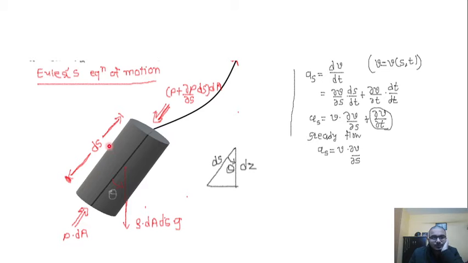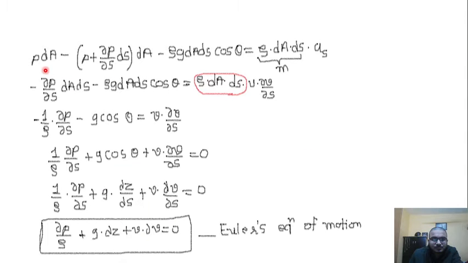Next we studied the Euler's equation of motion. Here we took a cylinder having a cross-sectional area dA and a length of ds, and as you can see here, there are pressure forces and weight forces present, that is gravitational force. Here we obtained the acceleration, and we resolved these forces and finally obtained the Euler's equation of motion, given by dp by rho plus g dz plus v dv equal to 0.